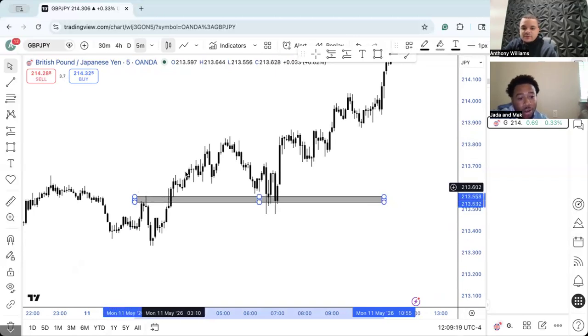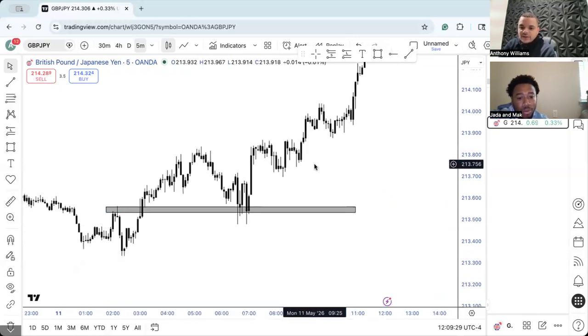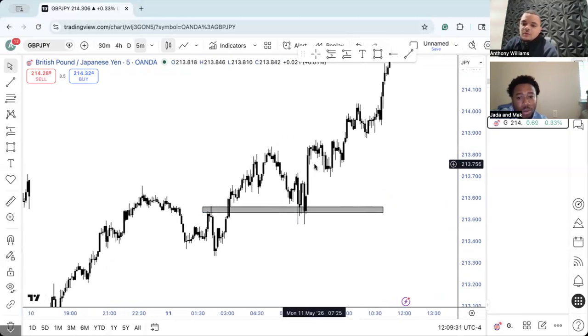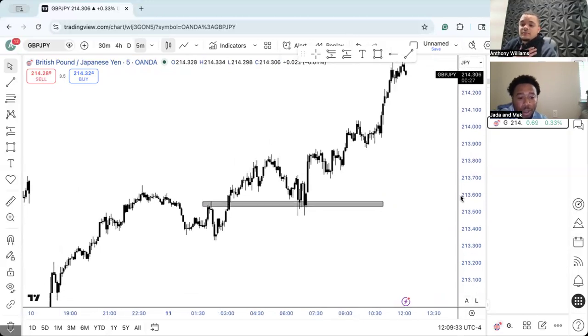Since it broke through over here and came down over here, a lot of people would just take these wicks as sales. But it's not sales. You just see it's clear market structure going up. Blacking the candles out makes it clean market structure for me.